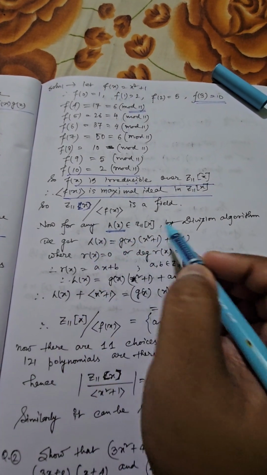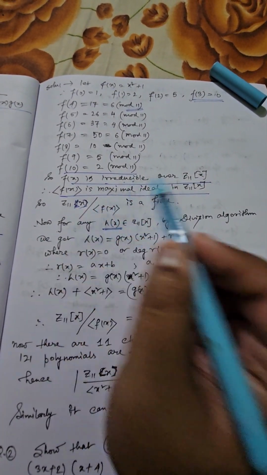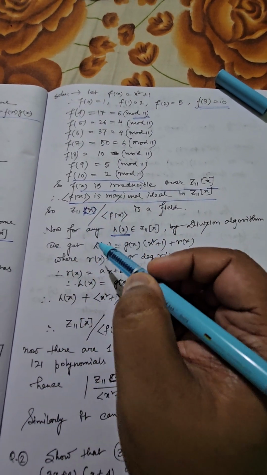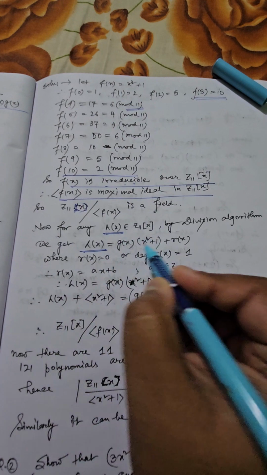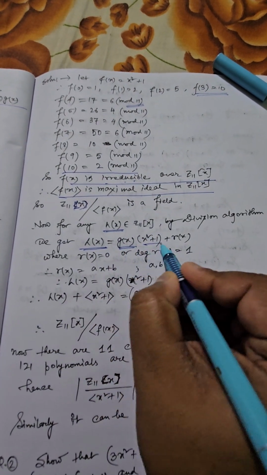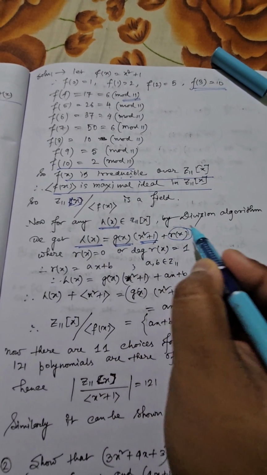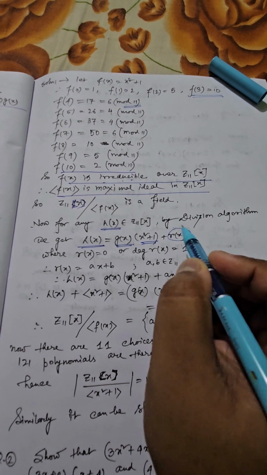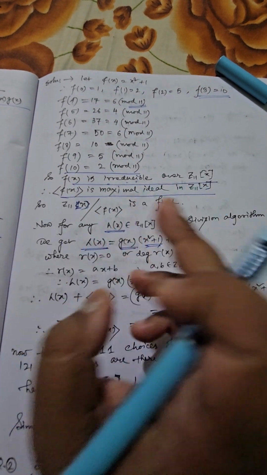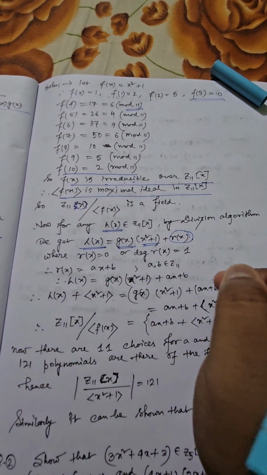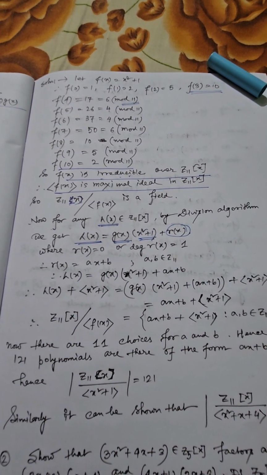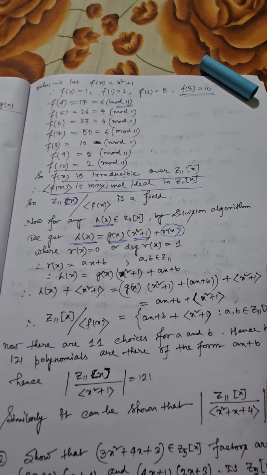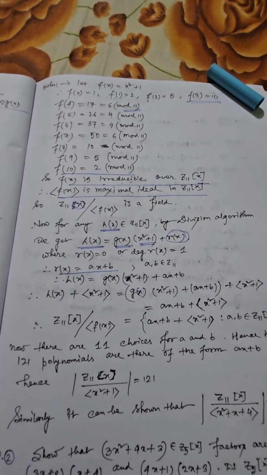Because you have taken the structure from Z11[x] and you are considering f(x) as x squared plus 1, h(x) must be written in the form g(x) times (x squared plus 1) plus the remainder r(x). Now here r(x) is either 0, otherwise its degree should be equal to 1. So if r(x) is equal to 0, then we have nothing to prove. If the degree is 1, r(x) is nothing but a linear polynomial.